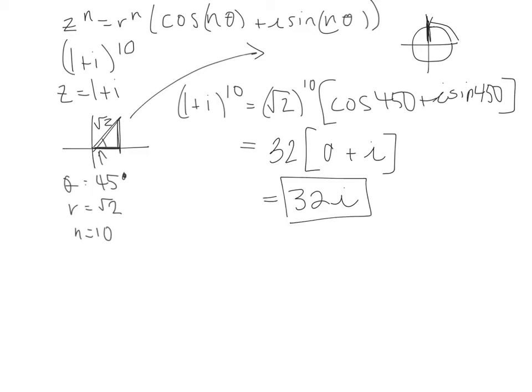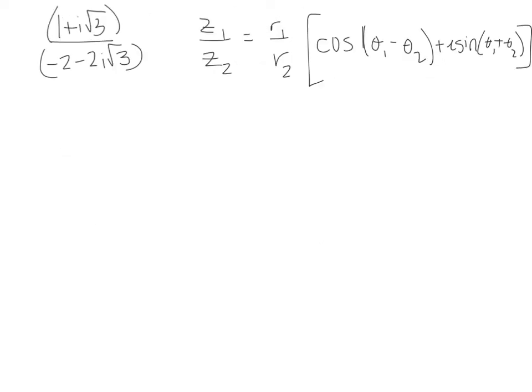Although in standard form, sometimes they're just going to want the 0 plus 32i, but that's usually just for math team, so don't worry about that. Okay, so next we are going to divide complex numbers. So we already know that 1 plus i root 3 would be your z1, and that negative 2 minus 2i root 3 will be your z2.